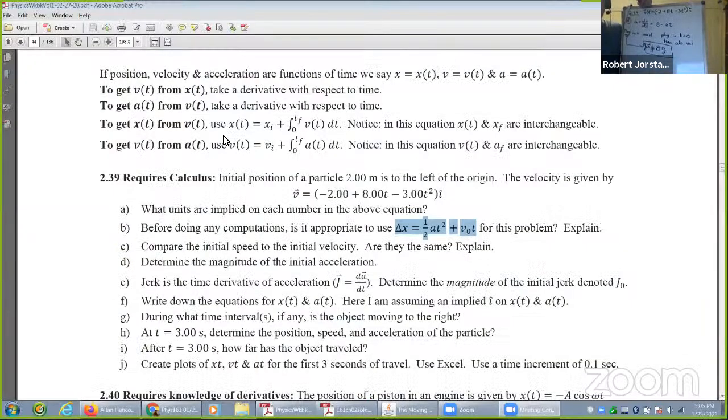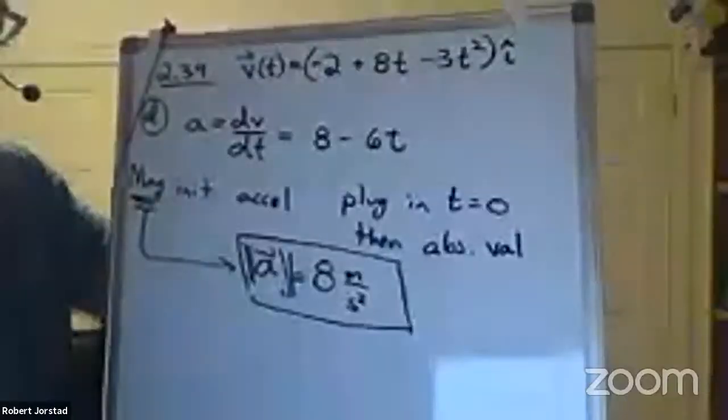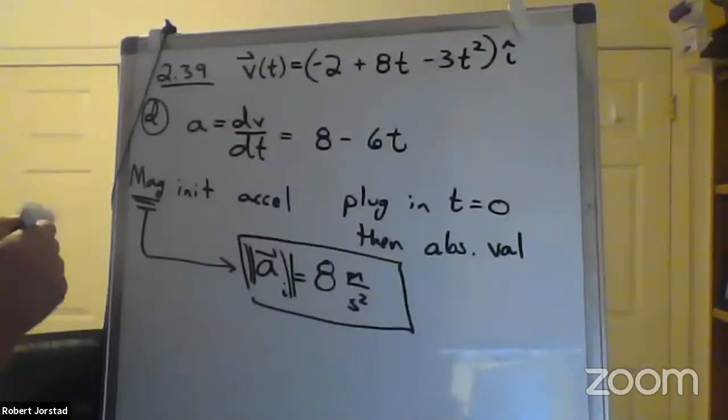So that takes care of this, this, this, this. Now we're right up to here. We are told this new fact. Jerk is the time derivative of acceleration. Determine the magnitude of the initial jerk. All right. Well, I think that's pretty straightforward.